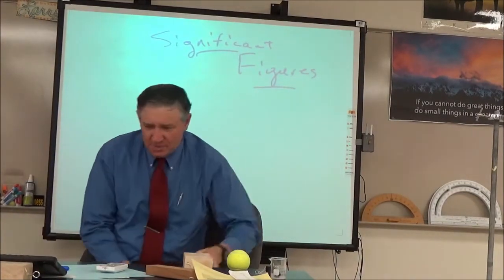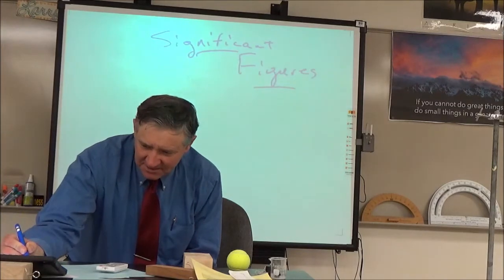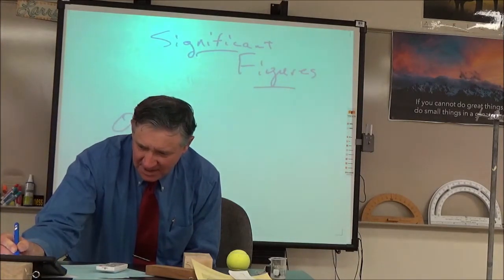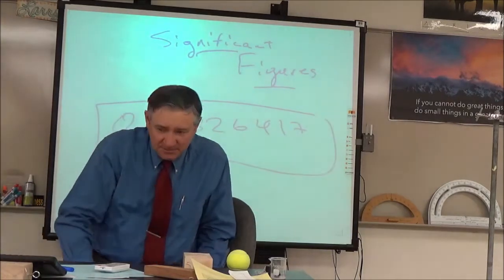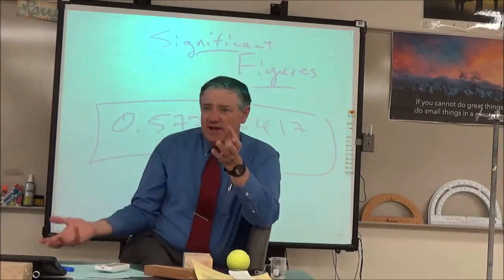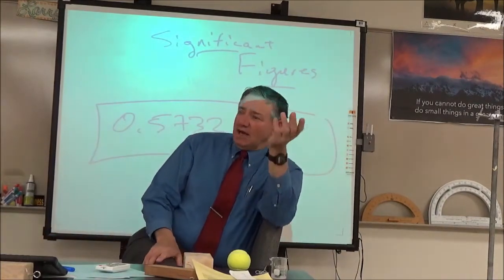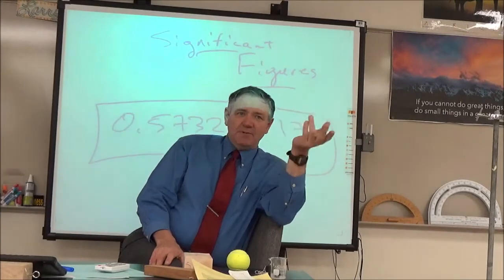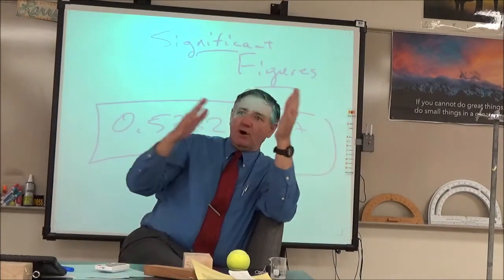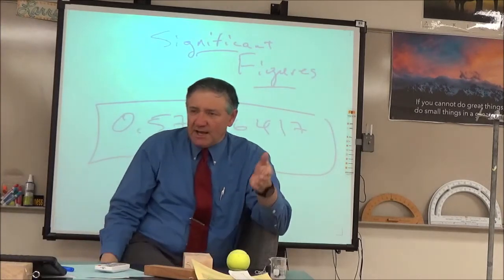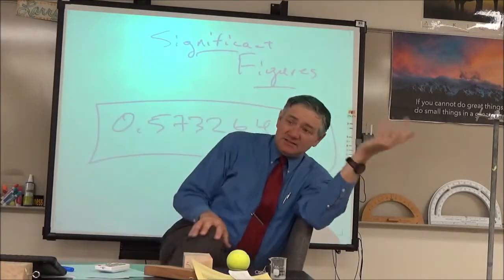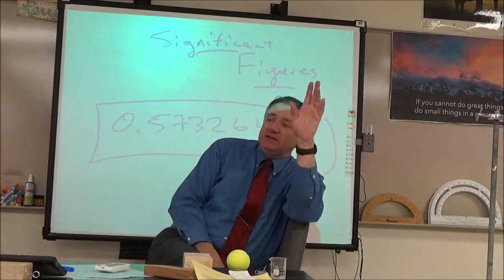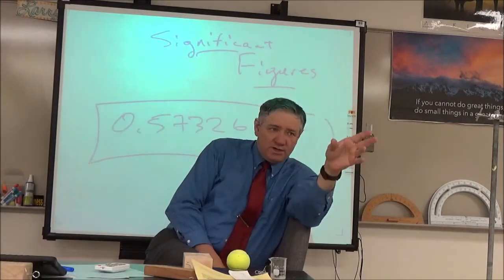So let's say that you punch numbers into your calculator, and your calculator says the answer is 0.057326417. Okay? So you've done this calculation, and the calculator says this is your answer. What you have to decide is how many digits are you going to write down? Are you going to write down all of them? Are you going to write it as 0.5? Are you going to write it as 0.57? What are you going to do? So that's the first decision that you have to make. How many digits are you going to write down when you get an answer?